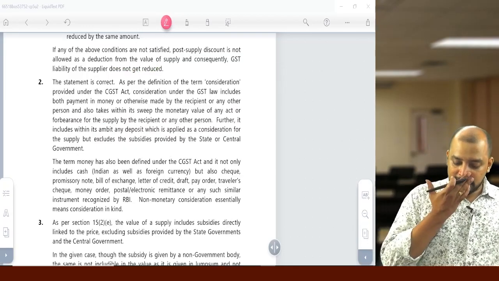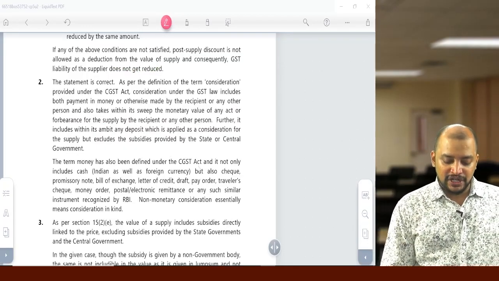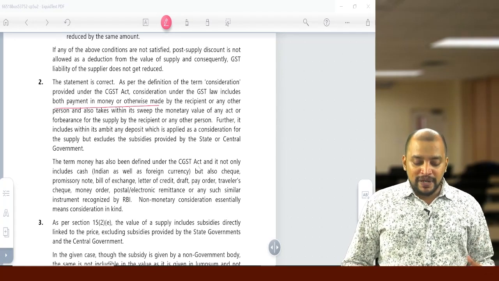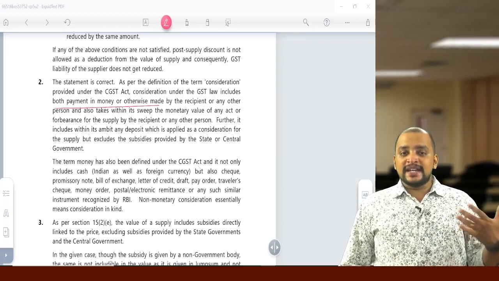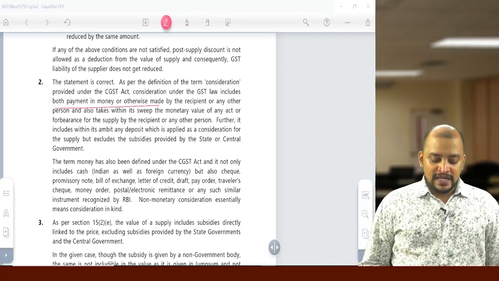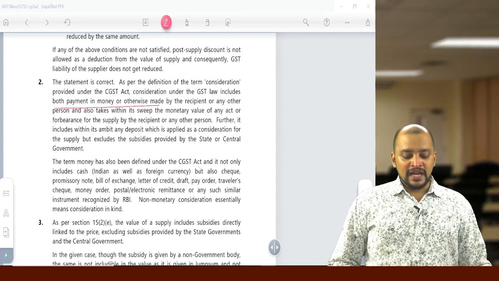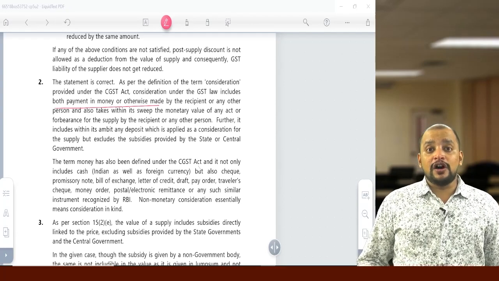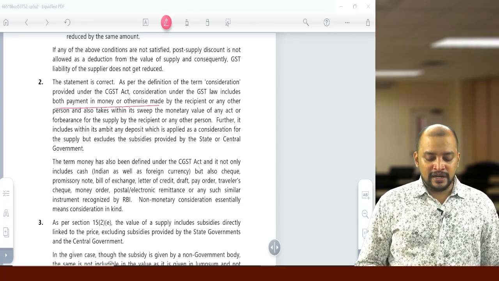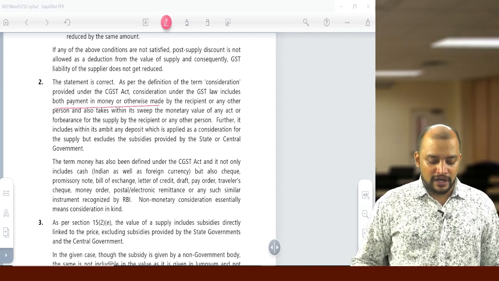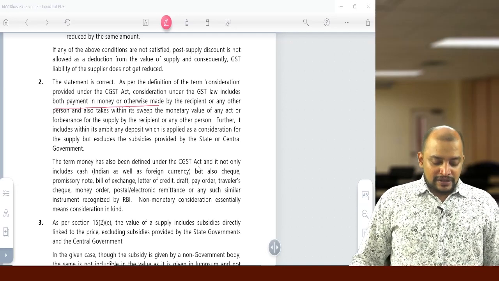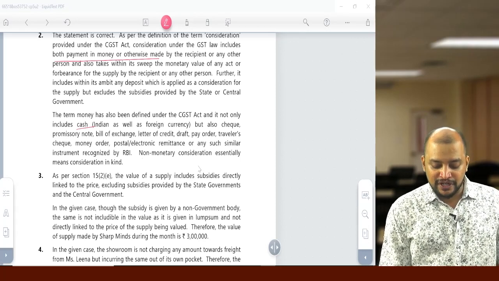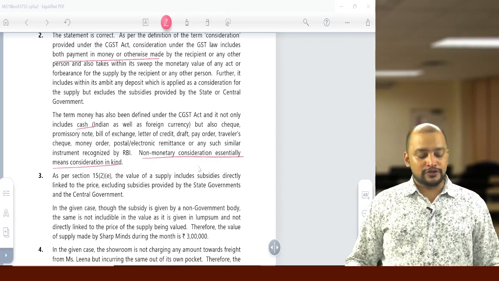You can see here the definition of the term consideration includes both payment in money or otherwise, but that should be in respect of, or for the inducement of, supply of goods or services. Any deposits which are refundable in nature, or subsidy from central government or state government, will not be taken into account. It not only includes cash but also cheque, promissory note, and even non-monetary consideration will also come.